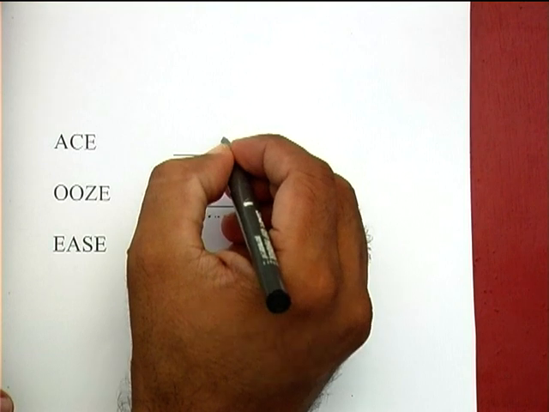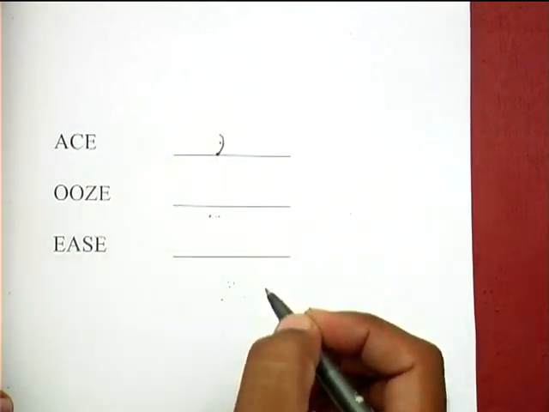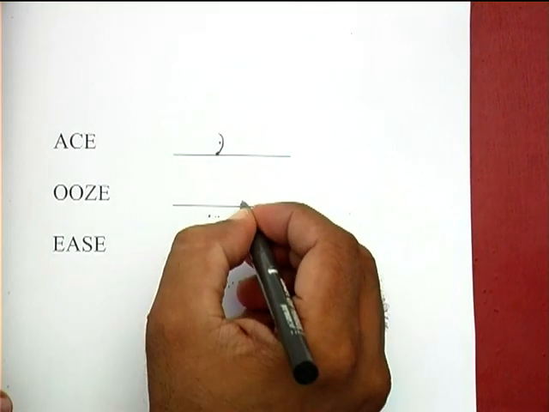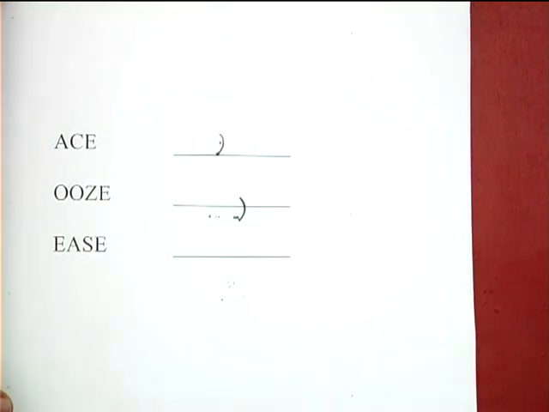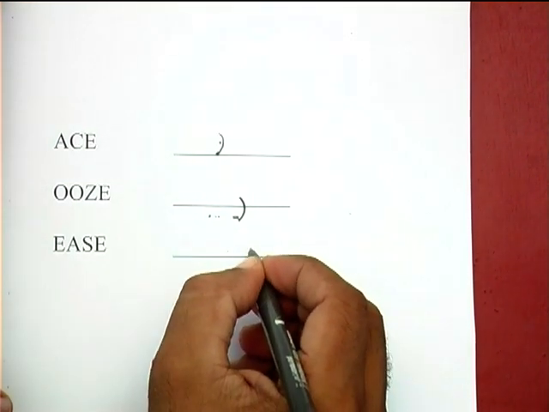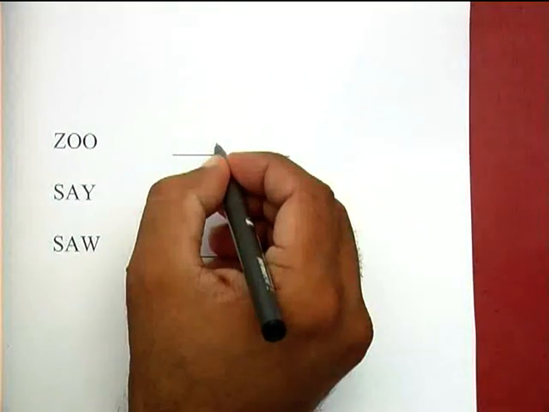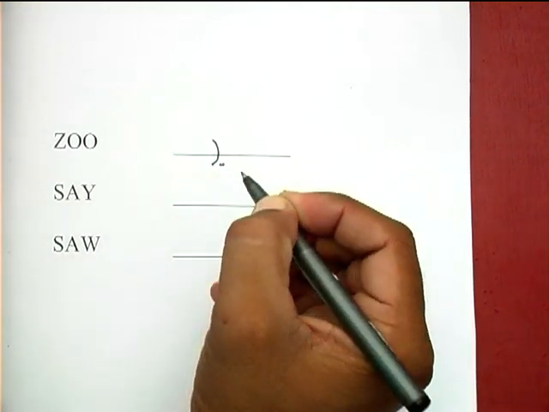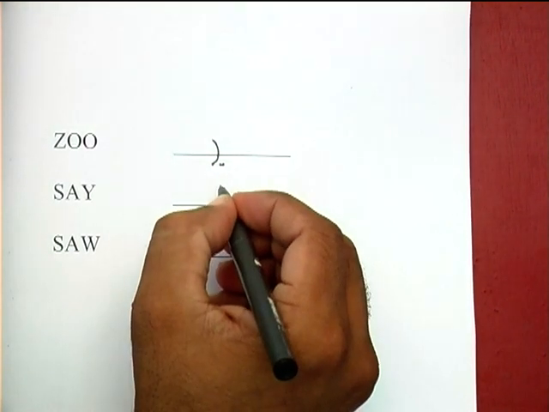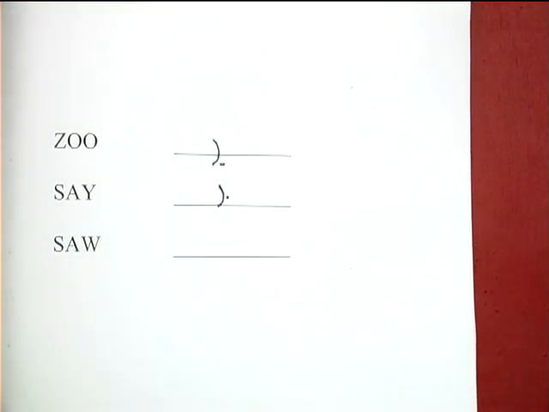When a vowel precedes the consonant S or Z, as in words, the strokes are made in the following way: ace, ooze, ease. When a vowel follows the consonant S or Z, the strokes are made in the following way: zoo, say, saw.